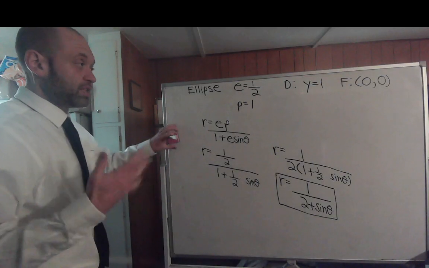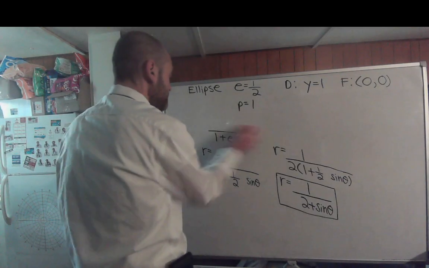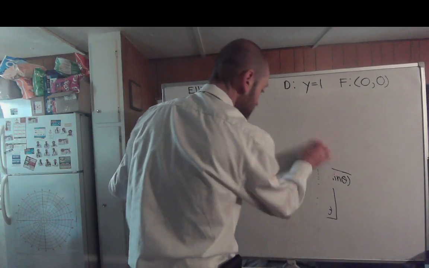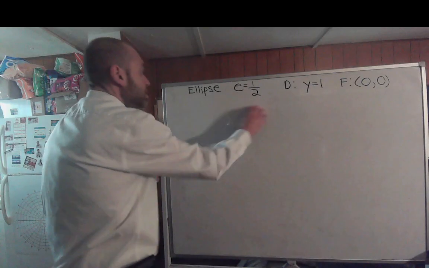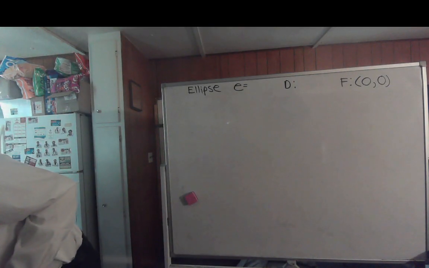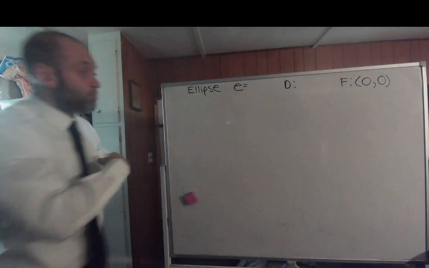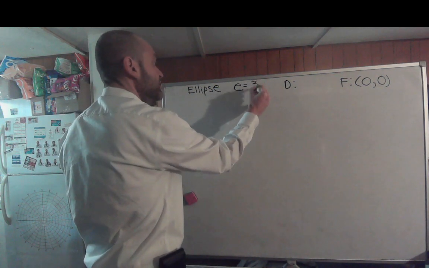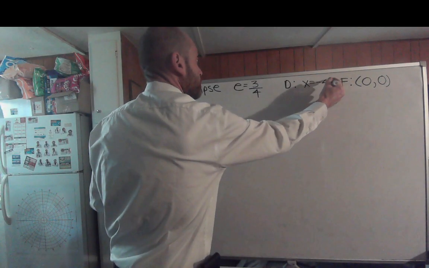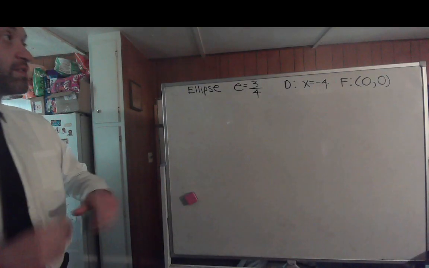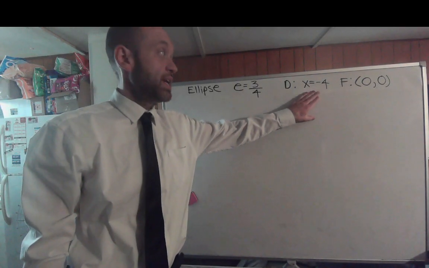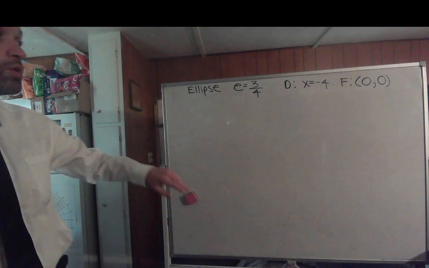Now let's do another ellipse, a very similar style to this. Alright. We have an ellipse with eccentricity of 3/4. The directrix will be x equals -4. Alright, so we have an ellipse with eccentricity of 3/4. Directrix is x equals -4. Focus is still at 0, 0.